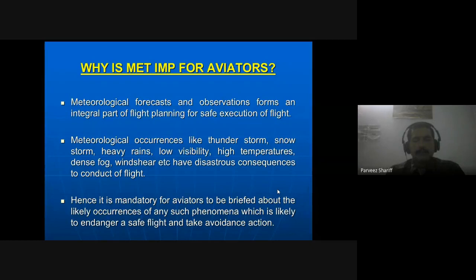And following that, there will be a MET department presence. The aviator undergoes a presentation by the meteorological department to understand in much more detail, followed by the flight plan.